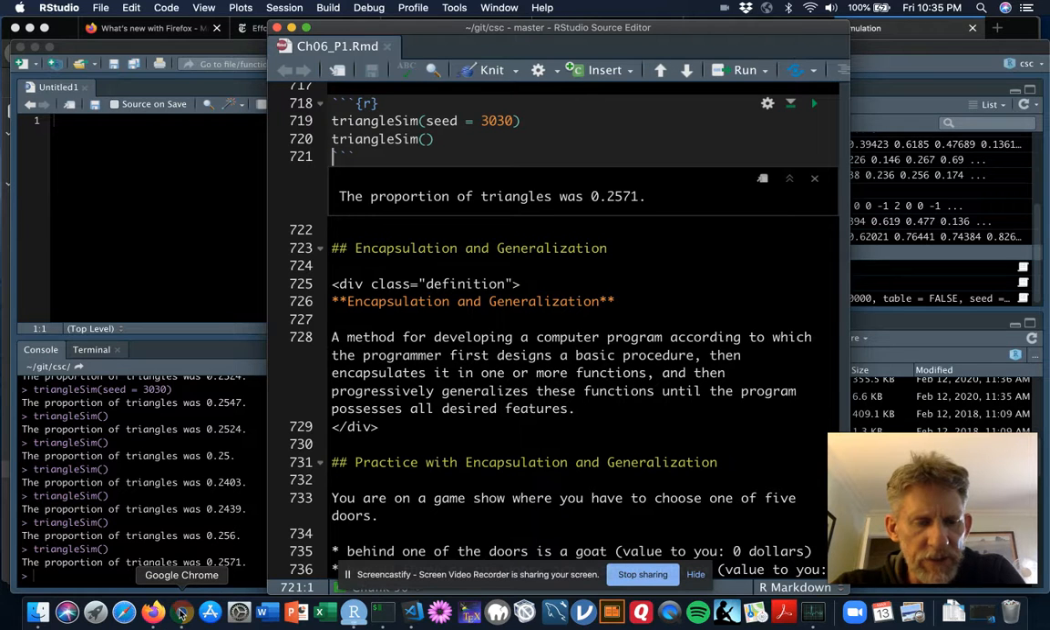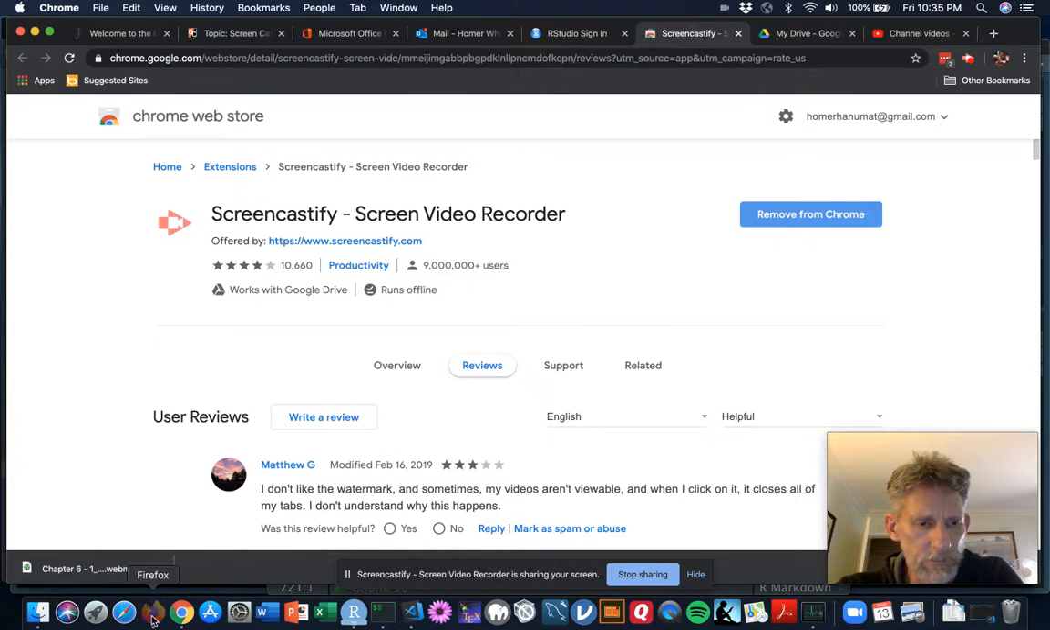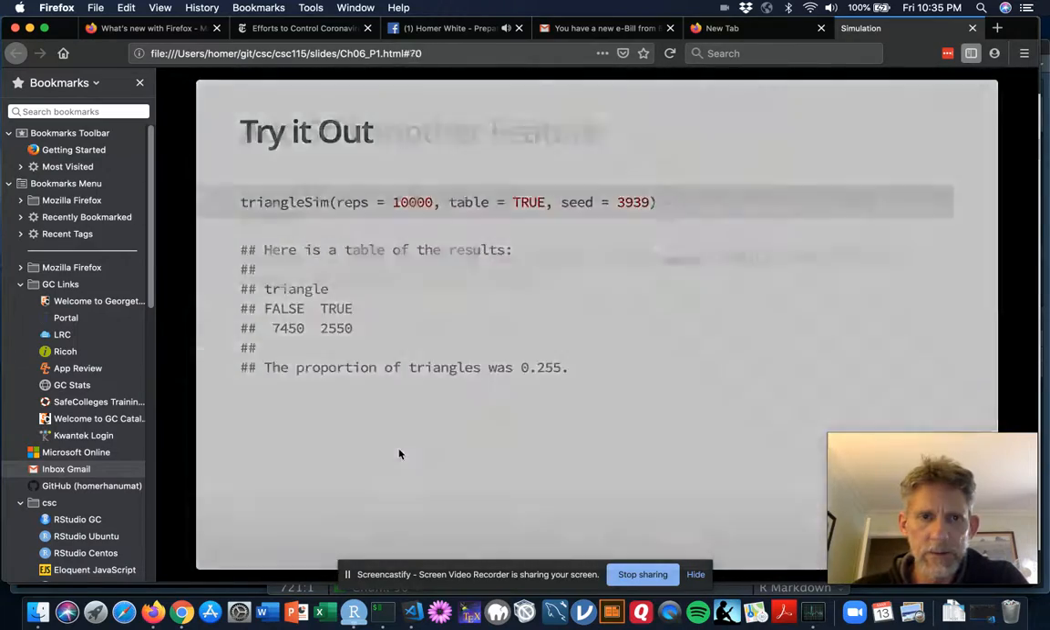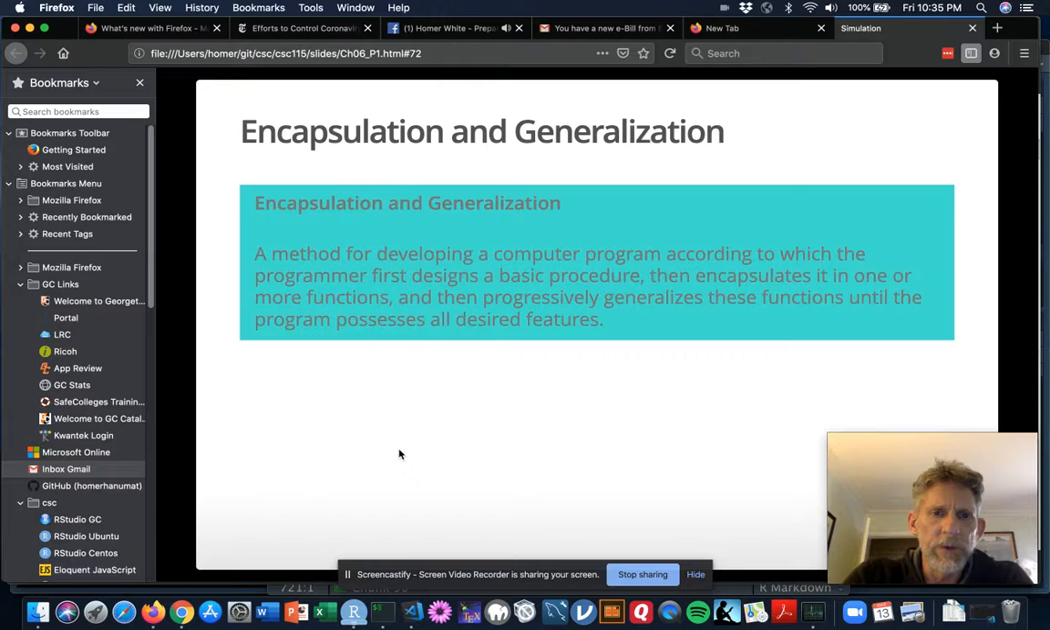So back to the slides. There we go. What we've just done, where we successively added features to the function, is the process that you call encapsulation and generalization. It's a basic method for developing a computer program where you first design your basic procedure and then you encapsulate it into one or more functions as we're used to doing. But then once you've got a working function, you keep adding features to the function. In R, you might do that by adding more parameters that allow the user to have more choices in what the function does and how it works.